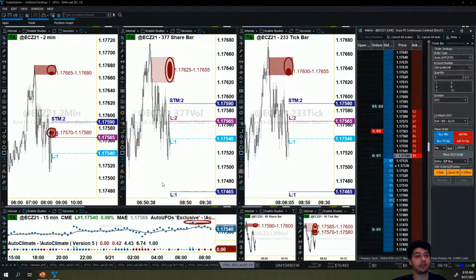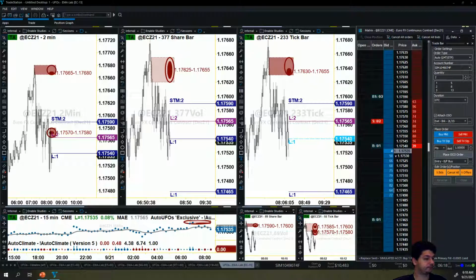And it's looking like it might actually fill us. So let's see if that's going to be the case. It's pretty close. Yep, 5 and 5.